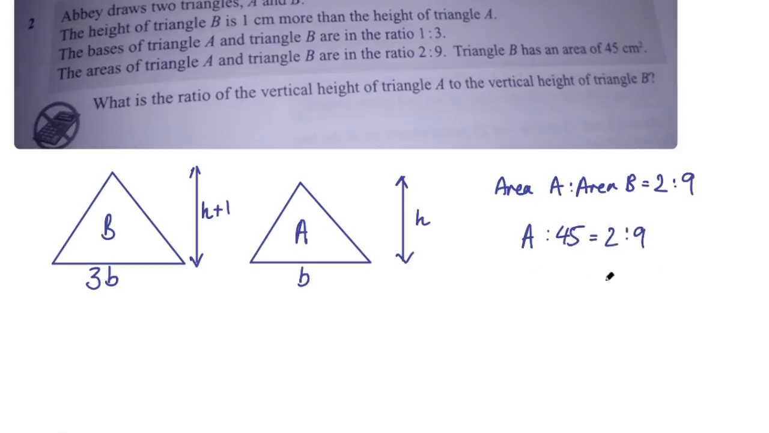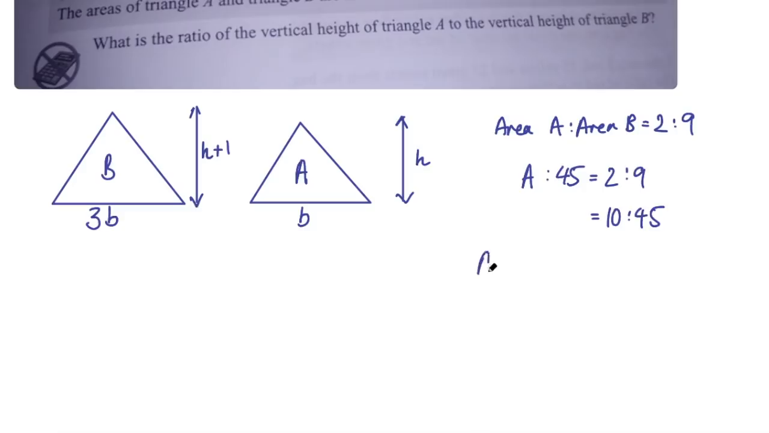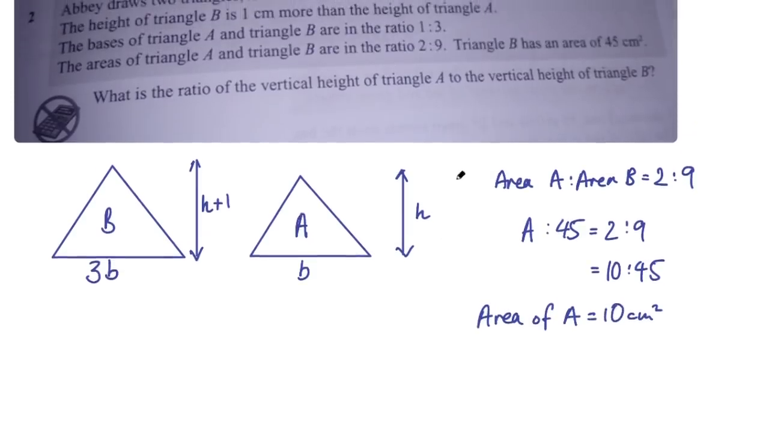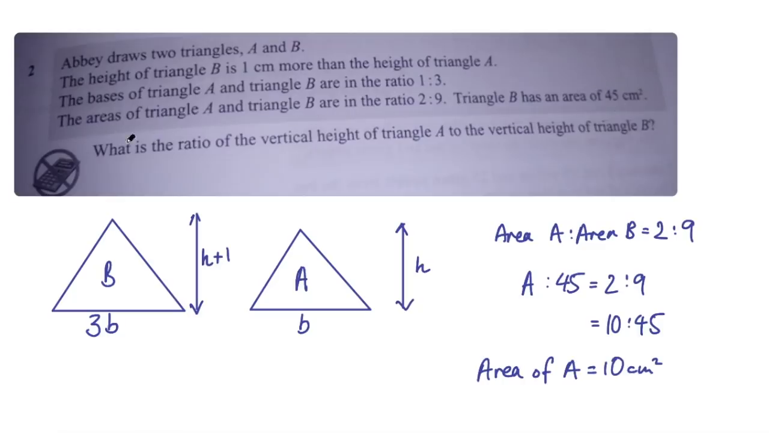And we can use this idea of equivalent ratios to find out the area of A. So what do I have to multiply 9 by to get to 45? That will be 5. So I need to multiply this ratio by 5, so this is going to be the same as 10 to 45. So therefore I can say that the area of A equals 10 centimeters squared. So that bit of information allowed us to figure out the area of triangle A.